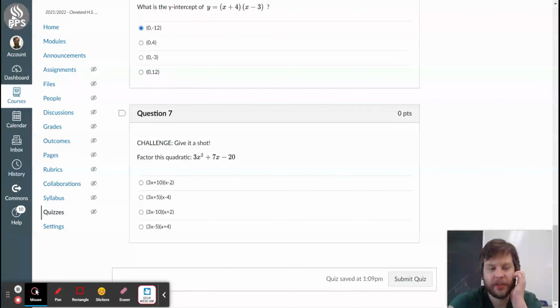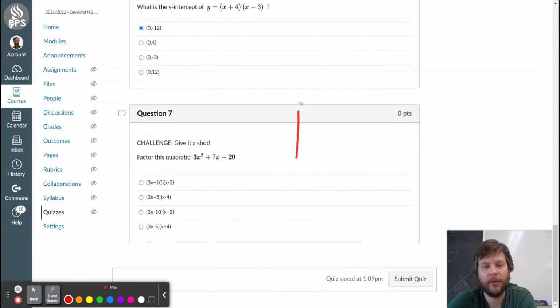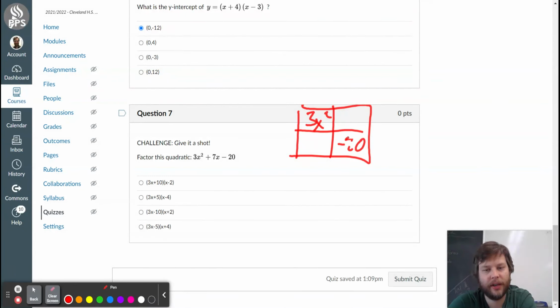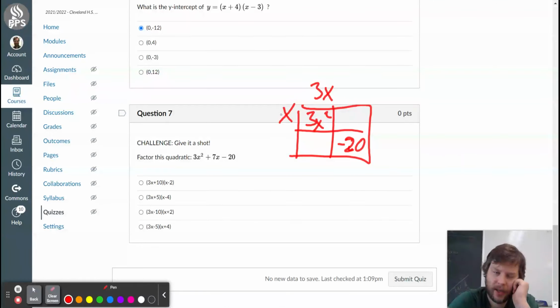Last one, bit of a challenge. Factoring something where the a value is not equal to 1. We can use our area model of 3x squared and negative 20, knowing that 3x squared is 3x times x, and trying to get a 7x in the middle. Well, 20 has lots of different ways. It could be 1 times 20, or 2 times 10, or 4 times 5.